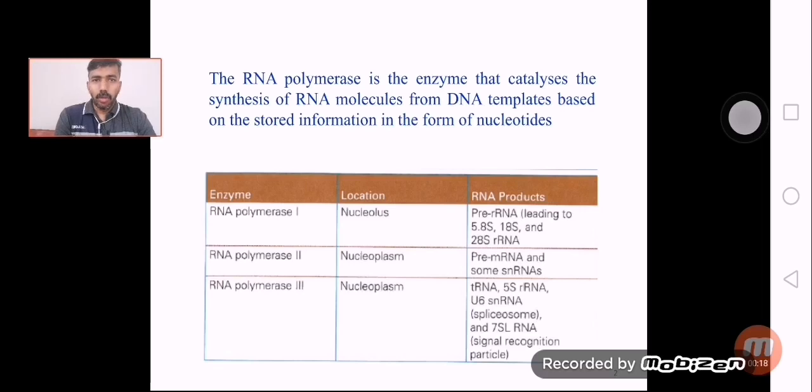We have RNA polymerase 1 for the synthesis of rRNA molecules, and they are usually located within the nucleolus. I'm not going into what a nucleolus is. The second type is RNA polymerase 2 for mRNA synthesis, and it is commonly seen in the nucleoplasm where the transcription is located. And the third type is RNA polymerase 3, which is also in the nucleoplasm, for the tRNA and some small rRNA synthesis.